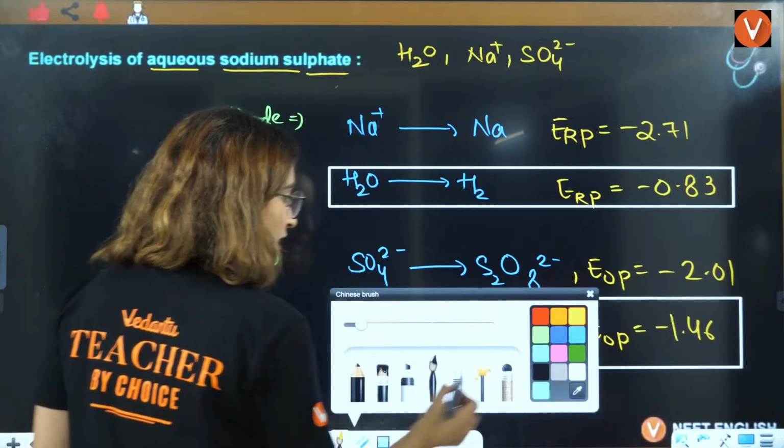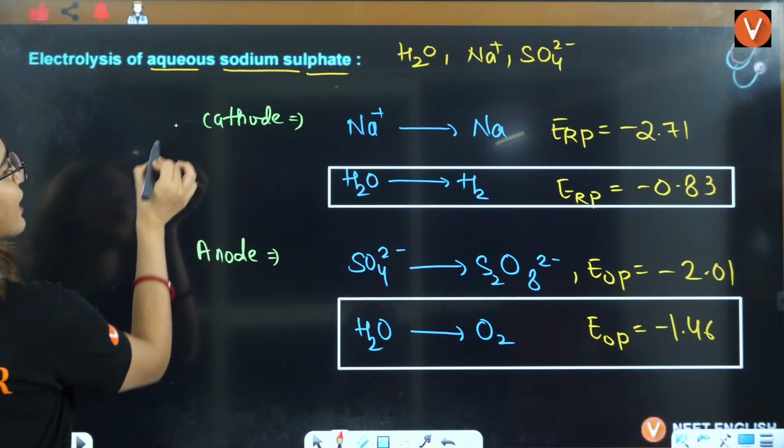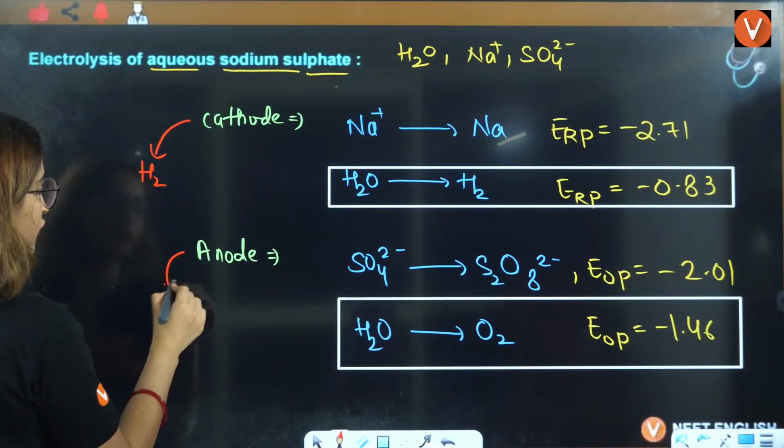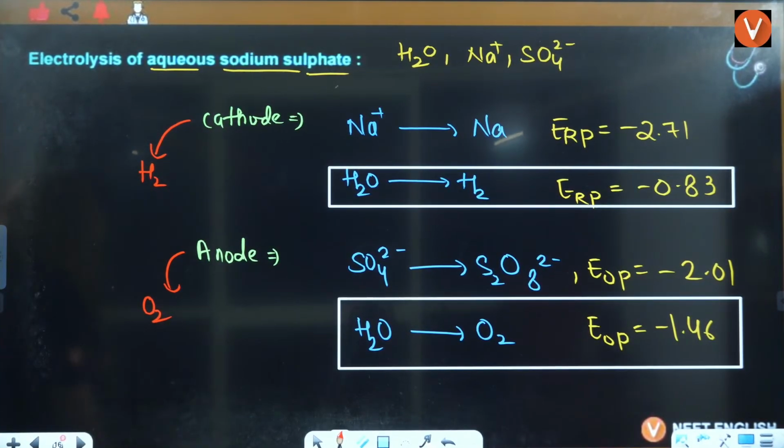So, can I say the answer is going to be: at cathode, you will have H2, and at anode, you will have O2, and that is going to be the answer. This is what most students answer wrong. Okay? Yes, everybody?